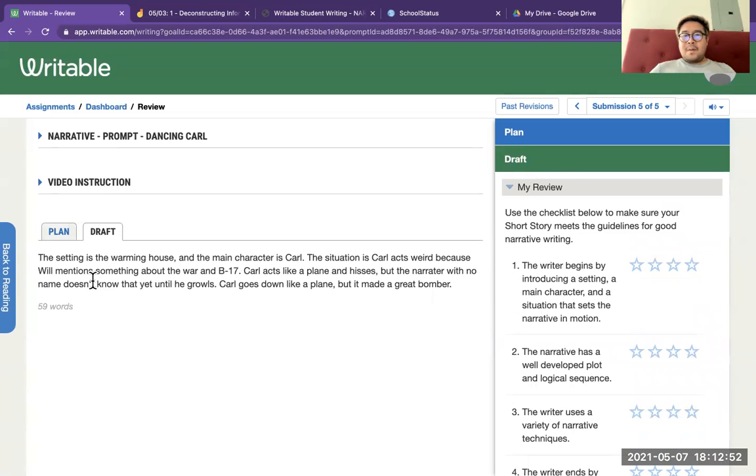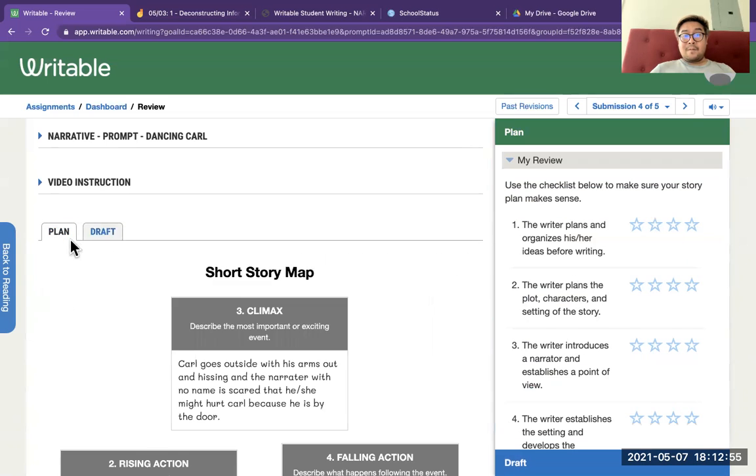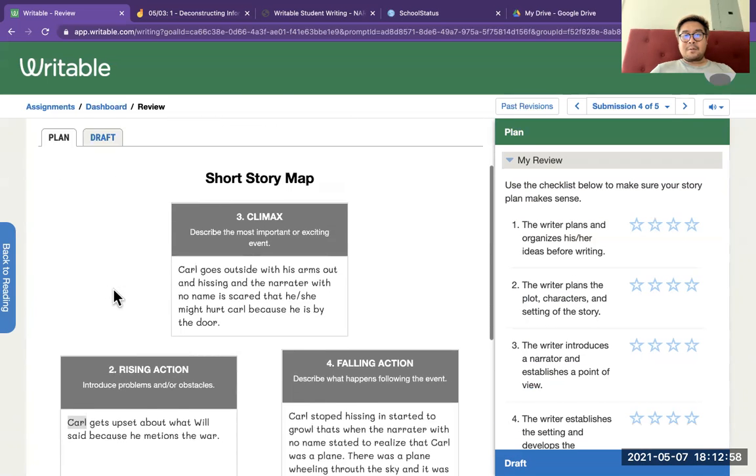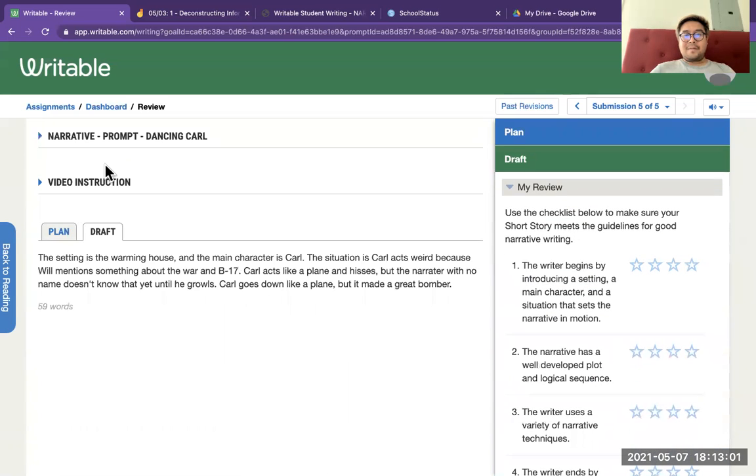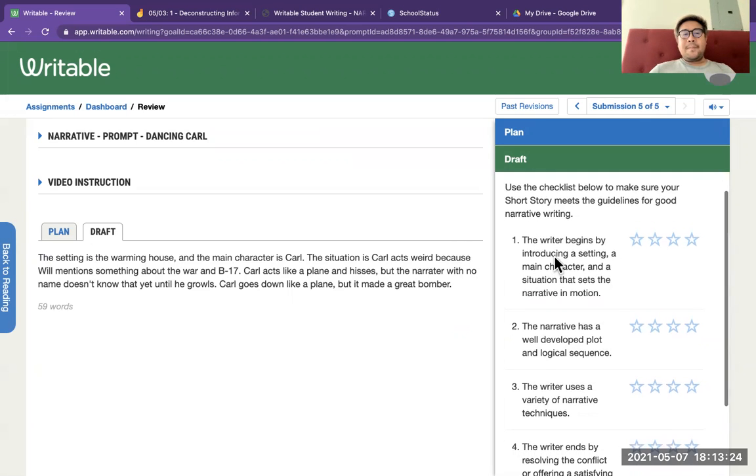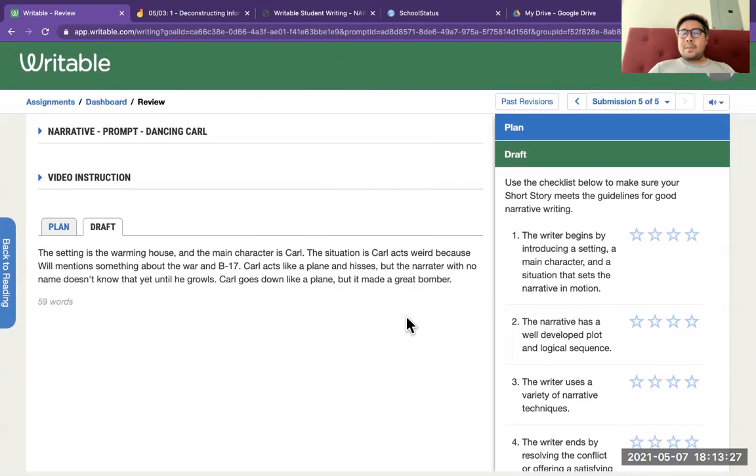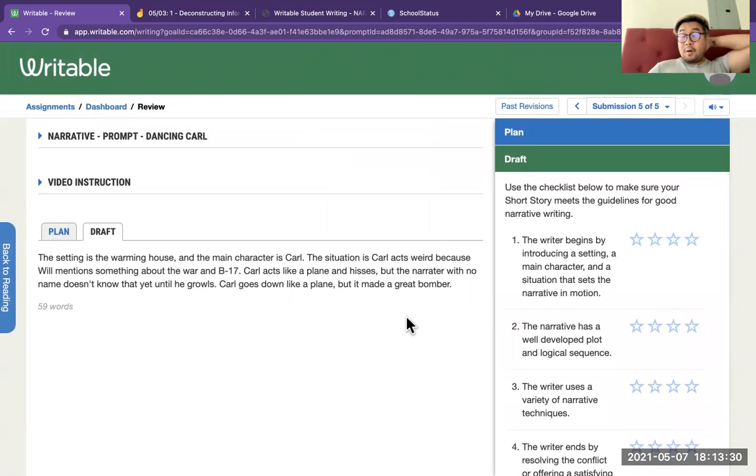Okay, so this writer, interestingly enough, wrote more on the plot diagram, the short story map, than the actual draft. They say the setting is the warming house, and the main character is Carl. The situation is Carl acts weird because Will mentions something about the war and B-17. Carl acts like a plane and hisses, but the narrator with no name doesn't know that yet until he growls. Carl goes down like a plane, but it made a great bomber. Okay, again, I'm not going to review it, but I'm going to ask you what you see or what you've heard right now that sticks out.